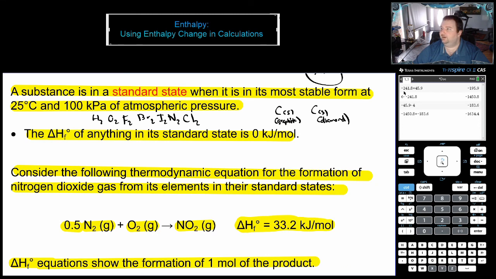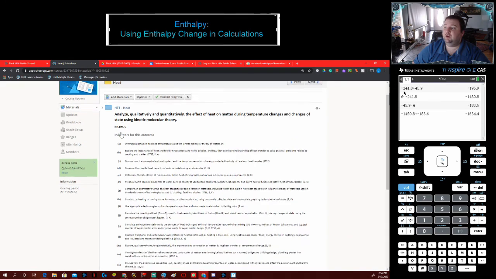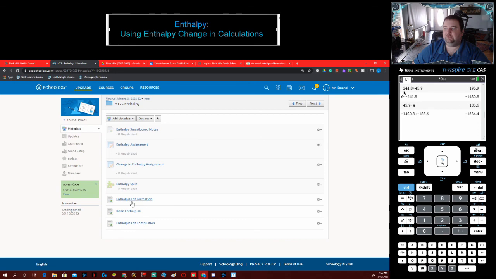Now, where in the world did I get that from? Well, that happens to be from a table of values. And that table of values is going to be shown on your screen in just a second. There. So now we're on Schoology. What we're going to be doing on Schoology is going into our unit on heat. Then we're in HT2 now. We're studying enthalpy. So we're going in this folder, and you'll see right here, enthalpies of formation.